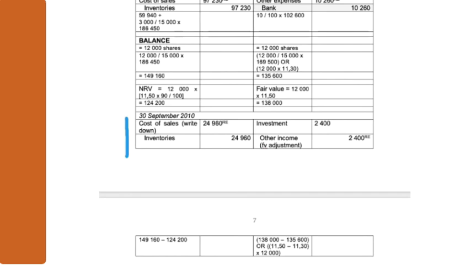What should have been done? We should have calculated the fair value of the shares at year end, and we should have done a fair value adjustment that can either be upwards or downwards. It goes through profit or loss.